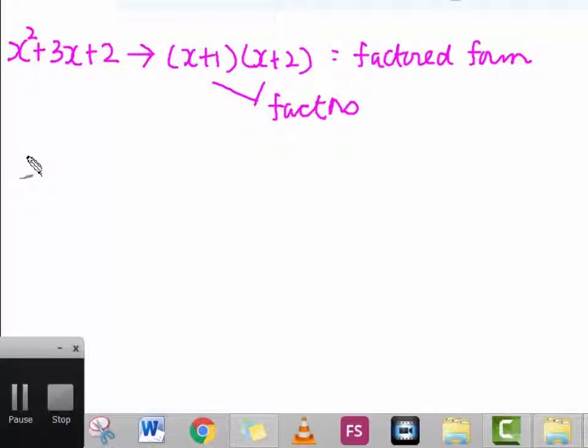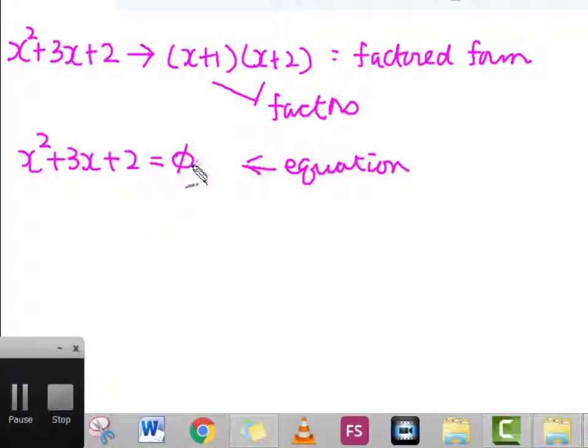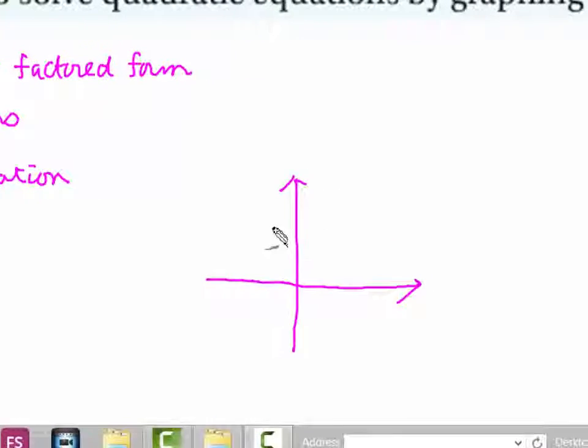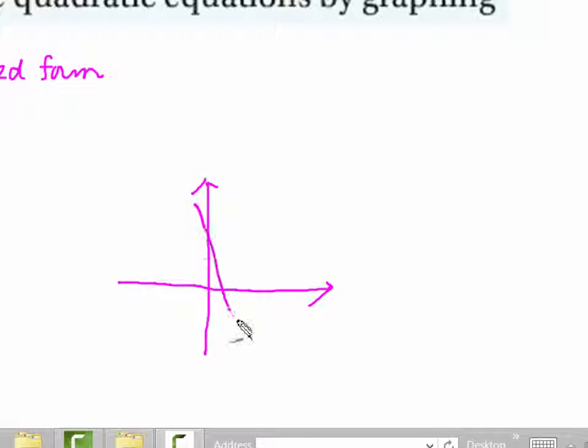In this unit, we're going to learn how to solve a quadratic equation like this. We have to make use of the factored form to help us solve it. Remember, this is an equation because we have an equal sign here. Well, this one is an expression. They don't have any equal sign. The next thing we're going to learn in this unit is how to make use of graphing to solve quadratic equations like this.